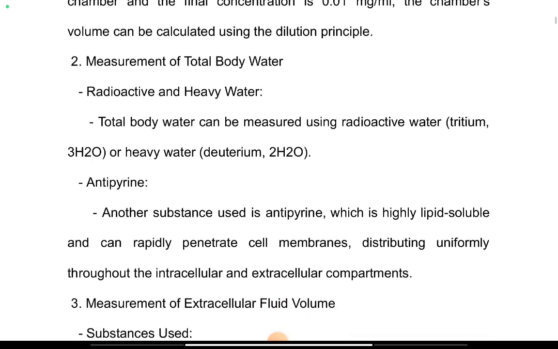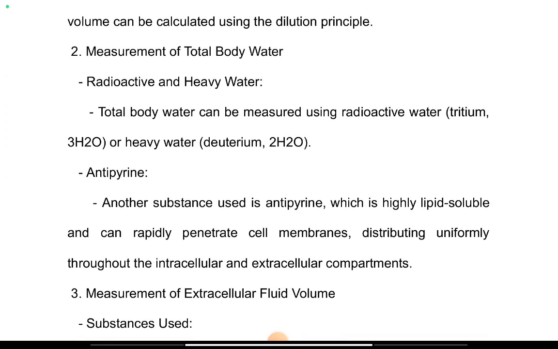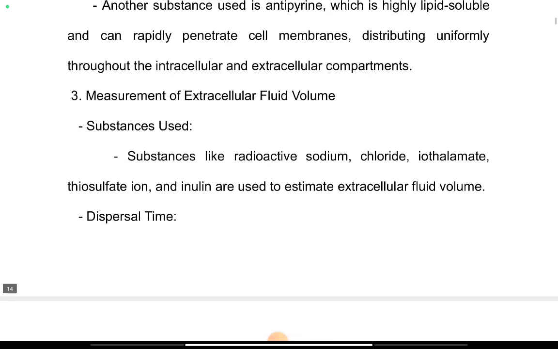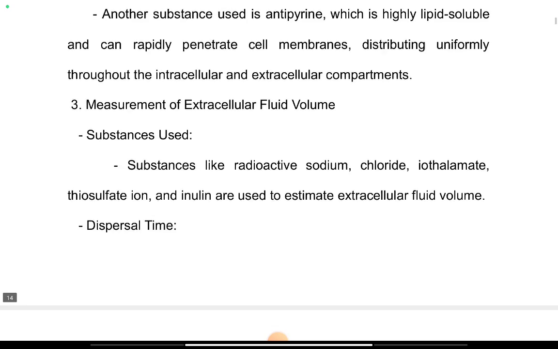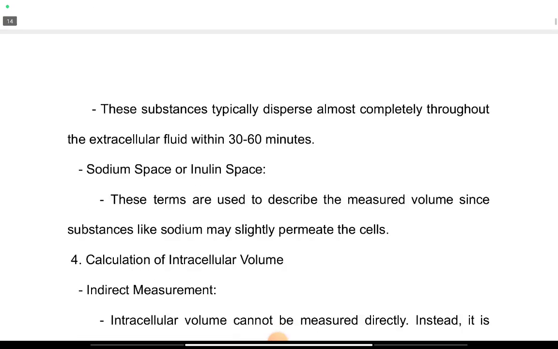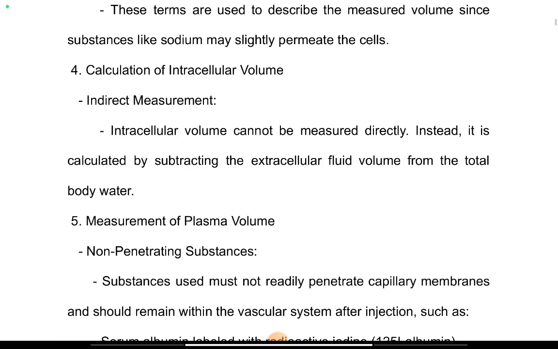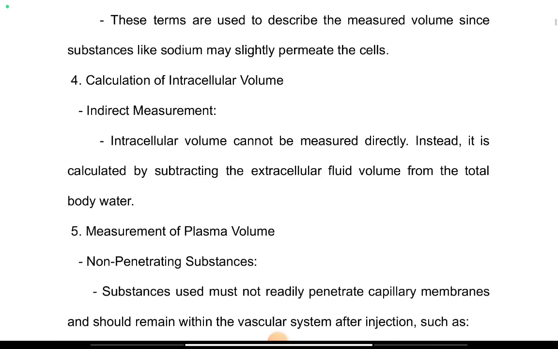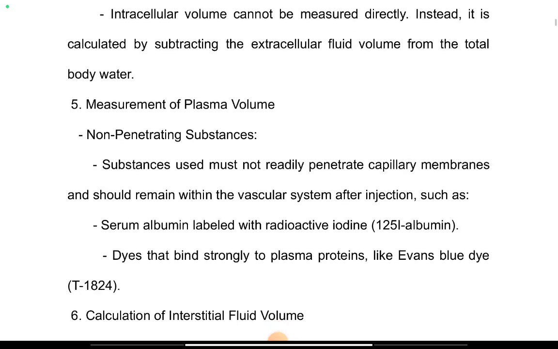Examples of marker substances, there are a whole lot of them: heavy water, tritium, deuterium, and antipyrine. For extracellular fluid volume, marker substances used include radioactive sodium chloride, iothalamide, thiosulfate, and inulin. All these are more practical aspects which should be taught in the laboratory.